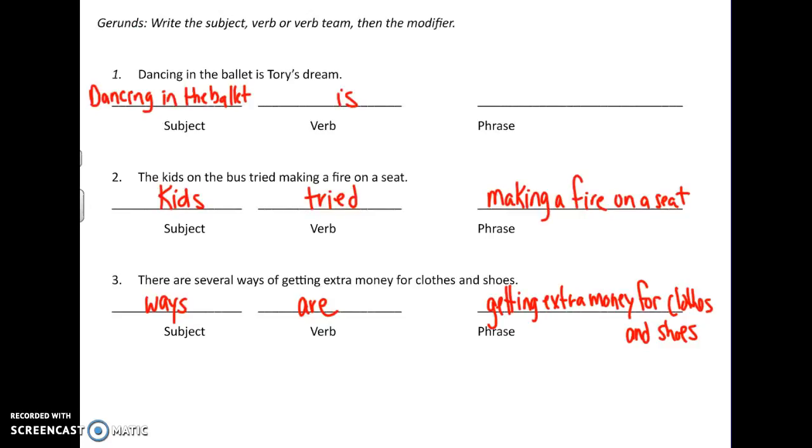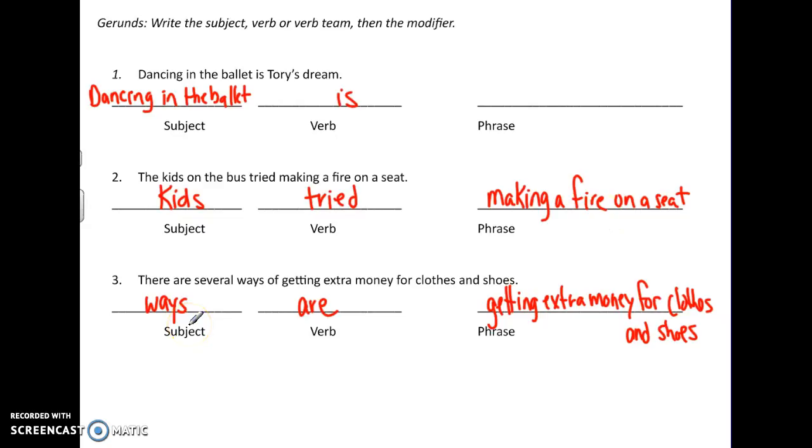Okay, so the first one, dancing in the ballet is the subject of that sentence. That's what that sentence is about. It's not about ballet, it's not about dancing, it's about dancing in the ballet. And the verb is. And the second one, kids is the subject. What did they do? They tried. Making a fire on a seat is the modifier. That's the phrase. That's what they tried to do.